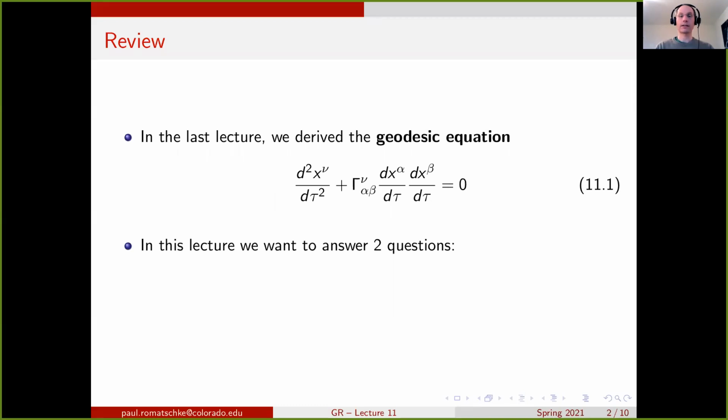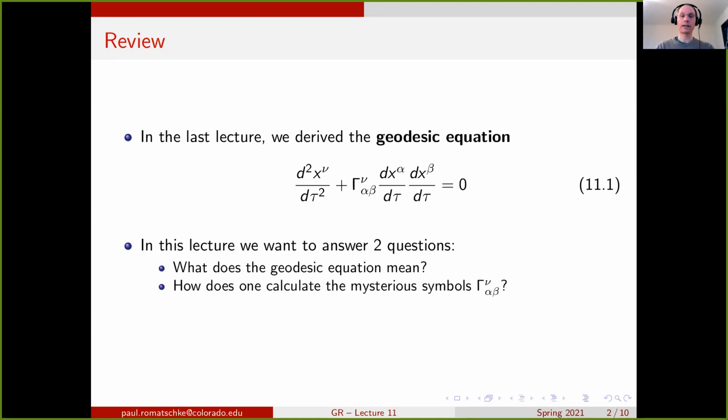In this lecture, we're going to answer two questions. The first being, what does the geodesic equation actually mean physically? And the second question we're going to address is, how does one calculate these mysterious symbols that we just introduced as a shorthand notation in the last lecture? Let's get started.